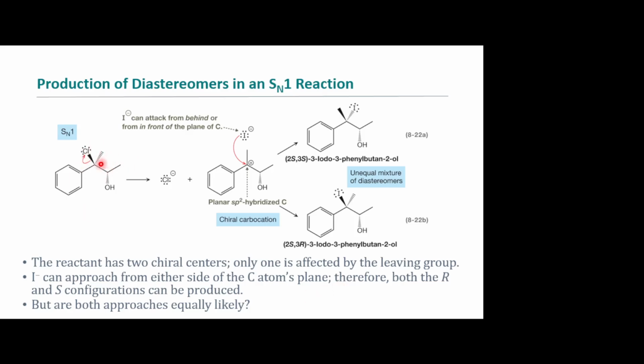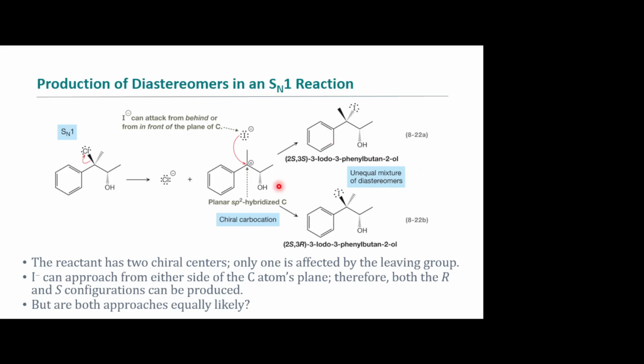So if the reactant right here has two chiral centers, like we see right there, only one is going to be affected by your leaving group. And so this is going to cause diastereomers, right? And so the iodide can approach from either side of that carbon still. That's still true. And so the R and S can both be produced, right? But they're not going to be equally likely.